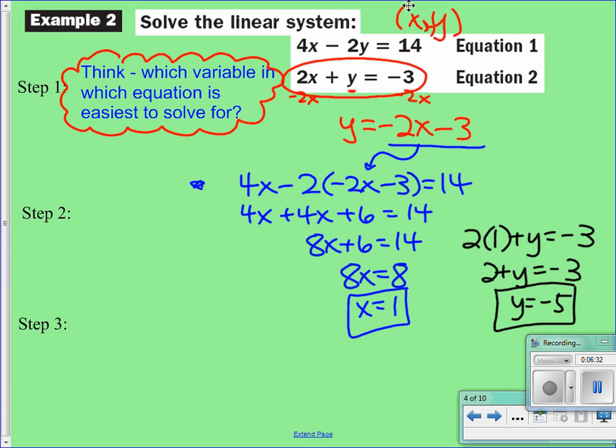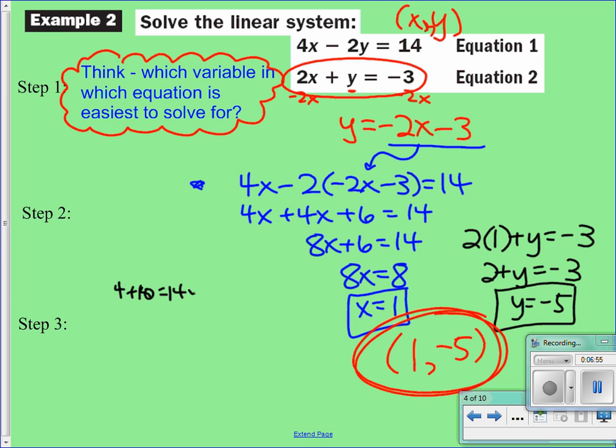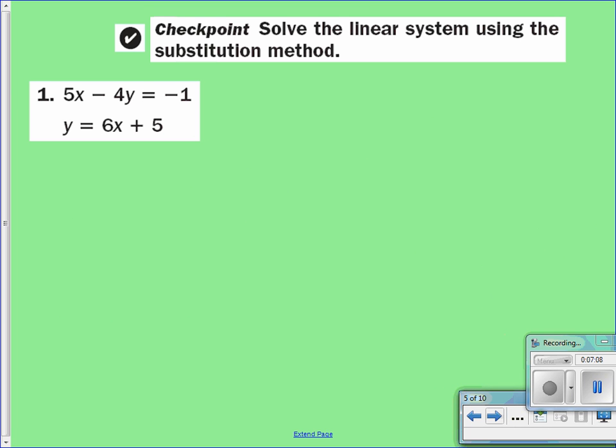Now we have our ordered pair. Our answer is x value is 1, the y value is negative 5. And there is my one ordered pair that works in both equations. Now let's quickly do a mental check that this works. 4 times my x, which is 1, would be 4, minus 2 times my negative 5 would be 10, and that equals 14. 2 times my 1 is going to be 2, plus my negative 5, that's going to give me negative 3. This ordered pair works in both equations. There's my answer.